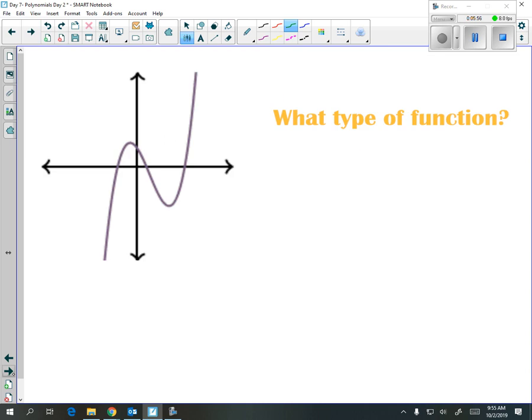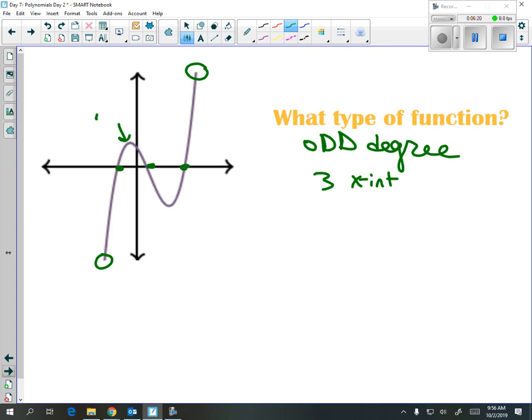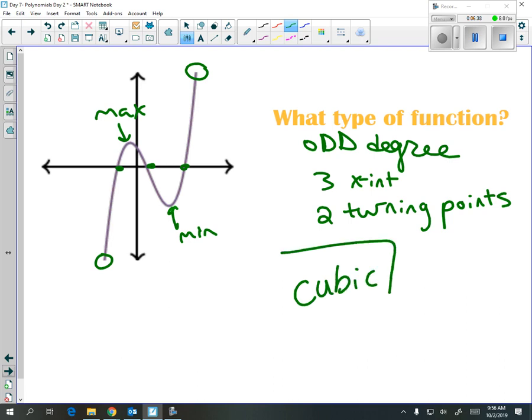So let's look at what type of function this is, and you might know it just based on the shape. We know that it has to be an odd degree, right? Because your arrows are going in opposite directions. We have 1, 2, 3 x-intercepts. And we have 1 max, 1 min, so we have 2 turning points. So without knowing the equation, I can say to myself with this information, this is a cubic, because it seems like it's a degree 3.